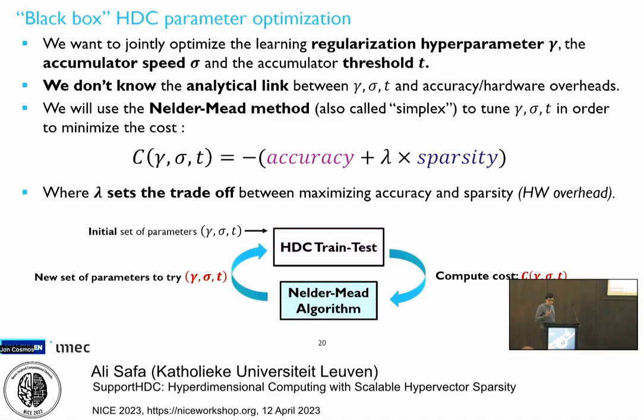As a cost function, we are not only interested in maximizing accuracy, so minimizing minus accuracy, but we also want to explore the sparsity. So we want to maximize the sparsity of the class prototypes. And we balance accuracy and sparsity through a balancing factor lambda.